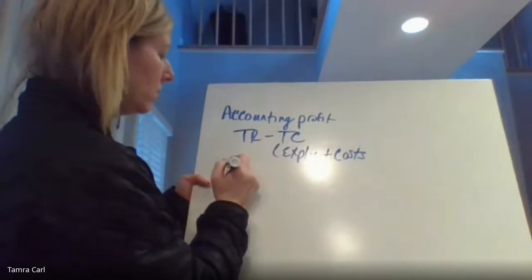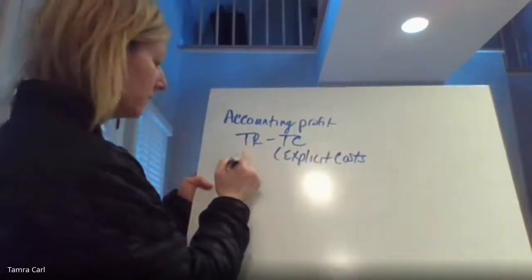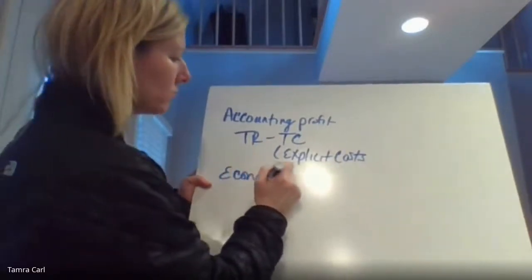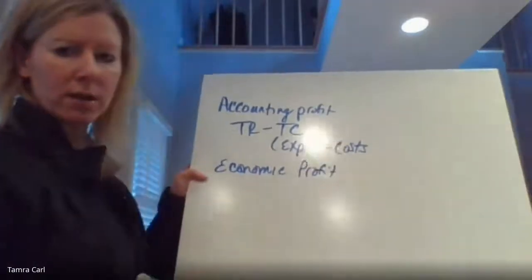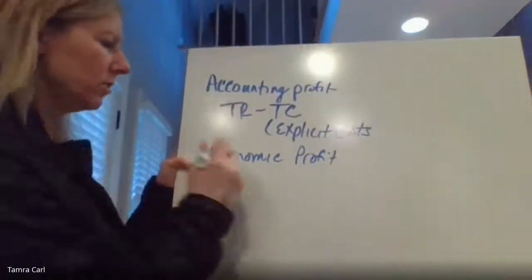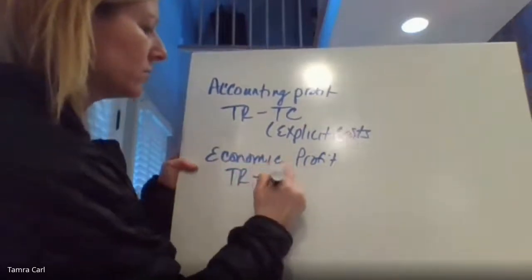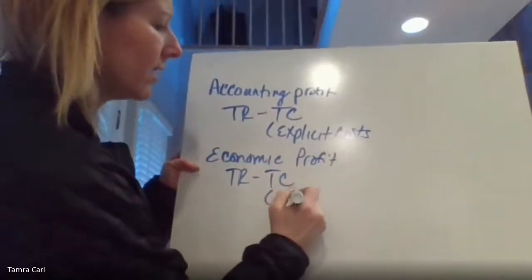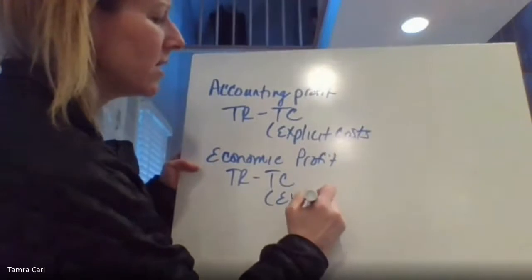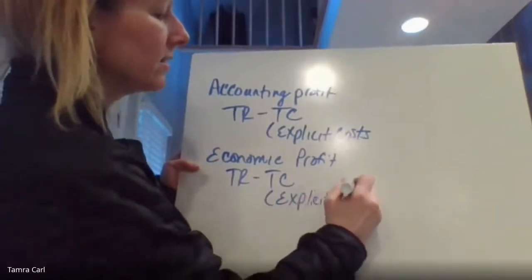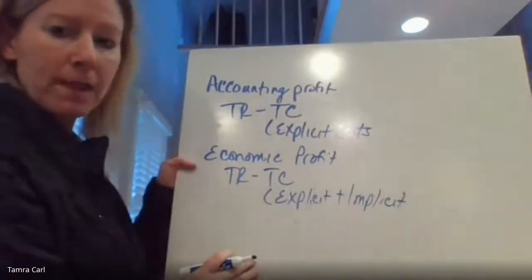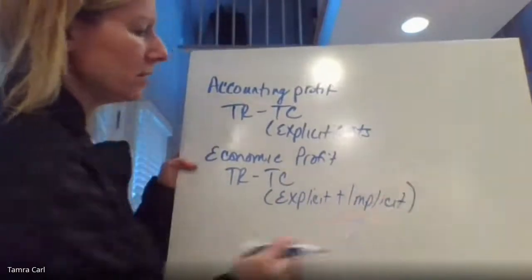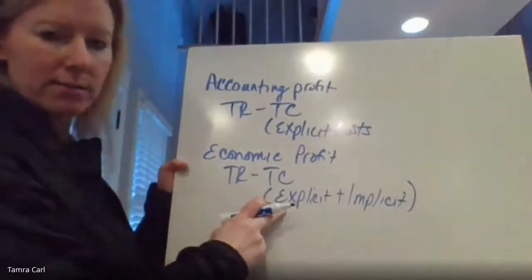Whereas when we're talking about economic profit, this is where we're looking at total revenue minus total costs, and we're looking at the explicit costs and the implicit costs, right? So those are our two. So then it becomes, okay, what are explicit costs?